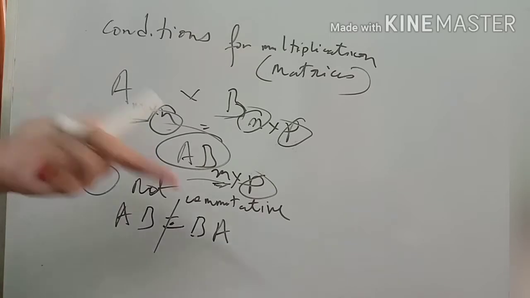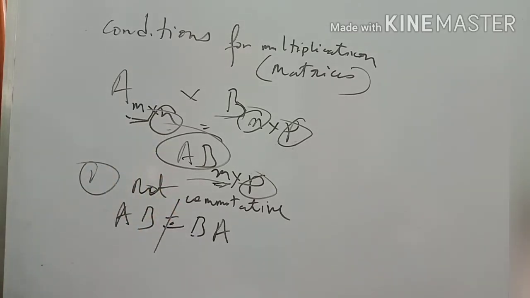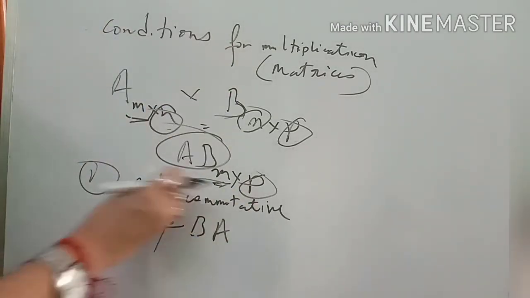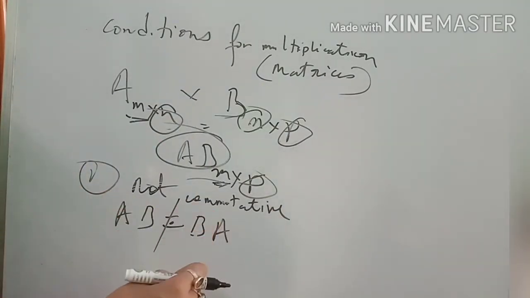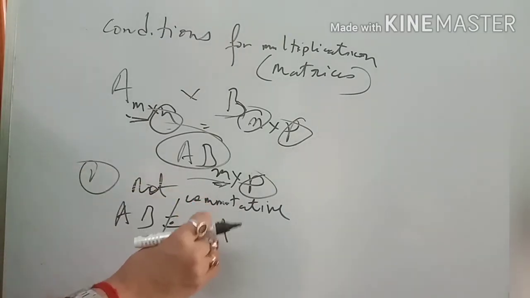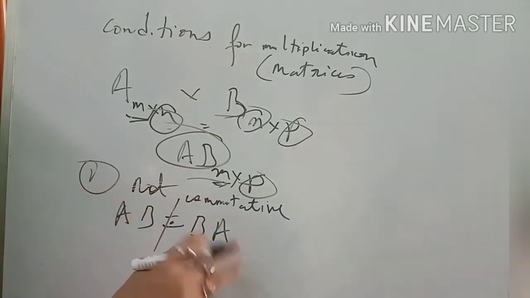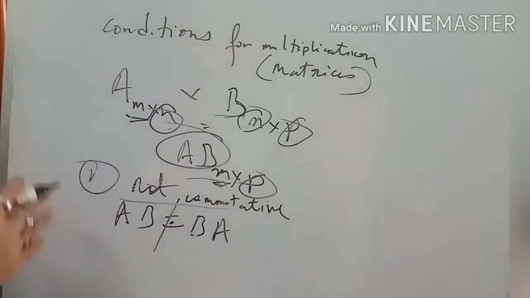Okay. In that case, we can get the answer. Same. AB equals B into A, or BA? Fine. So the basic thing is it is not commutative. AB is not equal to BA. It is not commutative. Clear? Let us take one example so that we can understand it clearly.